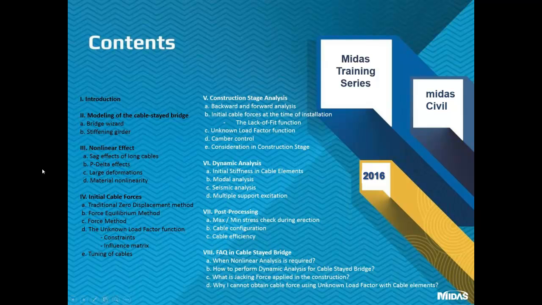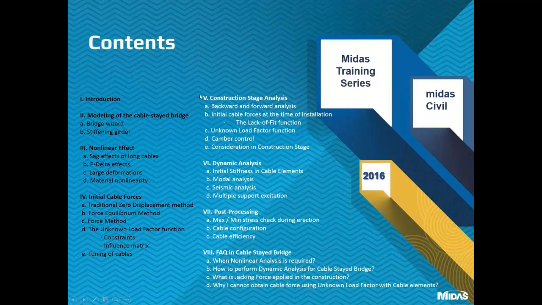nonlinear effects with the capability of MIDAS civil, and we will try to find the initial cable force without the construction stage for now. So considering the final complete state, we are going to try to find the cable forces with two different methods. Firstly, we want to have a test with the traditional method, which is the dual displacement method. And also, I will introduce you an additional method, which was traditionally used. And surely, I will show you our MIDAS civil functionality for this unknown load factor and cable force tuning. So that is the topic today I'm going to cover.